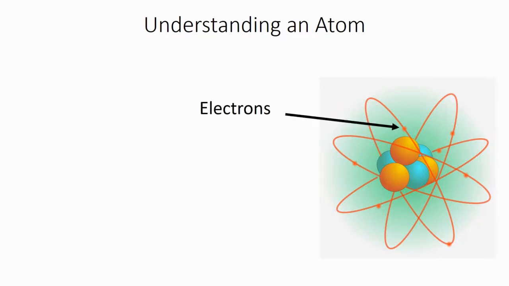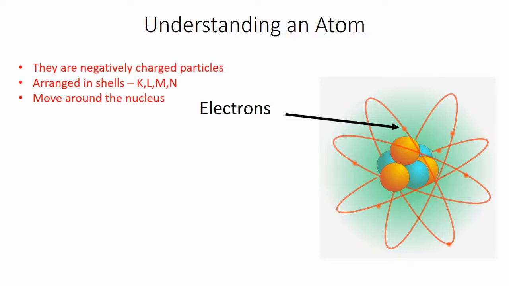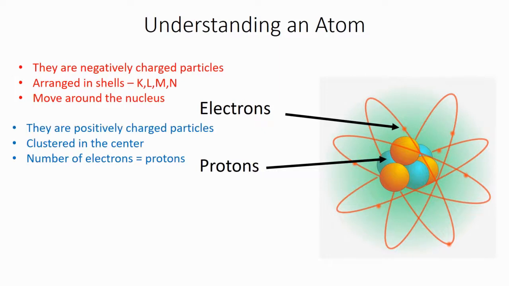Atoms have electrons, which are negatively charged particles arranged in shells K, L, M and N, and they move around the nucleus. The nucleus has protons, which are positively charged particles, clustered in the center. The number of electrons and protons are equal.